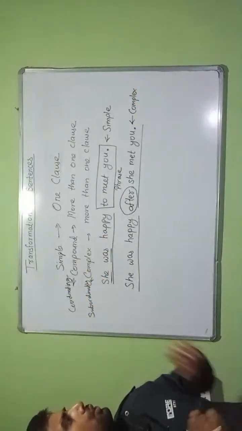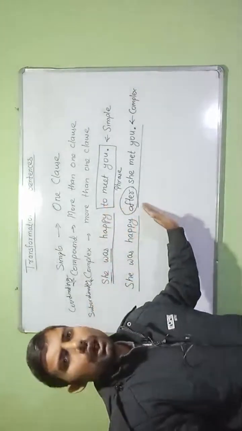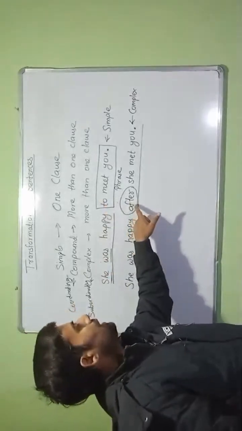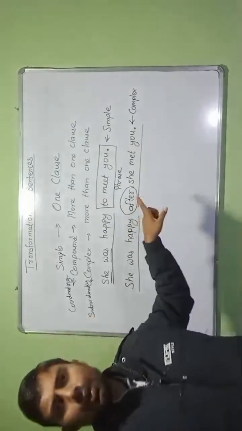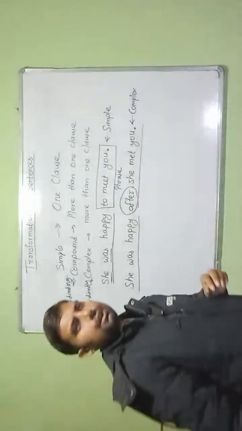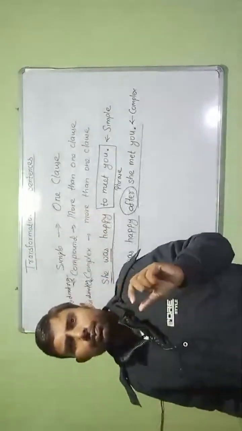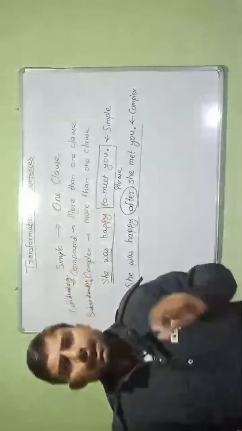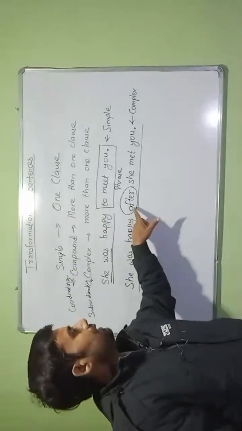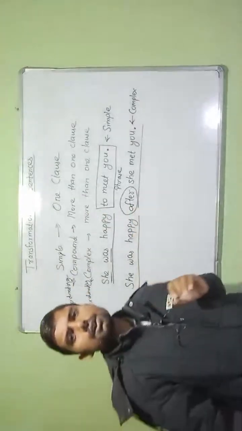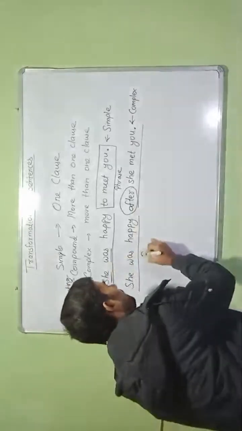Similarly, if you want to change a sentence into compound, you have to add a coordinating conjunction. Like here I have added a subordinating conjunction. I have already taught you previously. If you have not watched that video, you can watch the video from me about types of conjunctions. I have explained coordinating conjunctions and subordinating conjunctions. So coordinating conjunctions are the conjunctions which come in FANBOYS. FANBOYS, you remember?